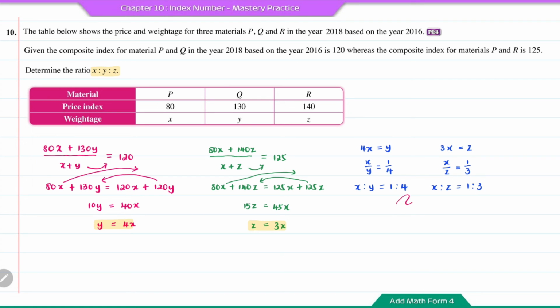So now we can determine the ratio of X to Y to Z. X to Y is 1 to 4 and X to Z is 1 to 3. As the ratio of X for both of these pieces of information is the same, which is 1, therefore the ratio of X to Y to Z will be 1 to 4 to 3.